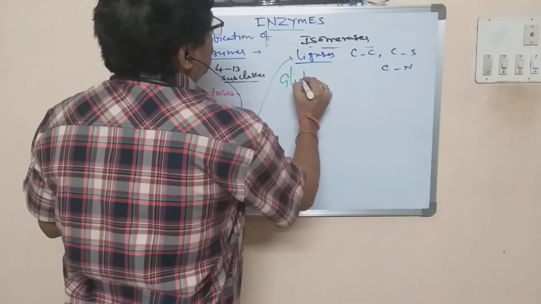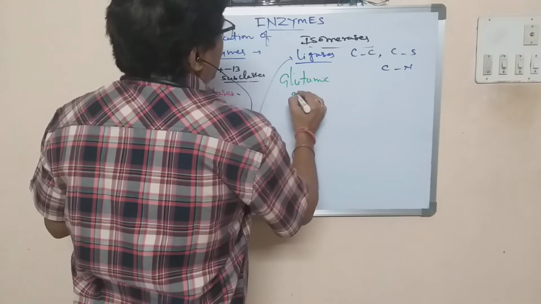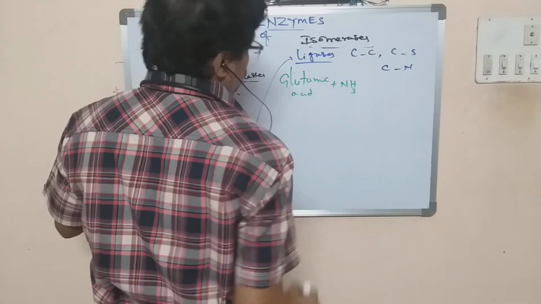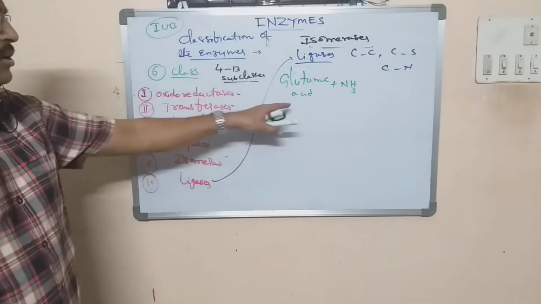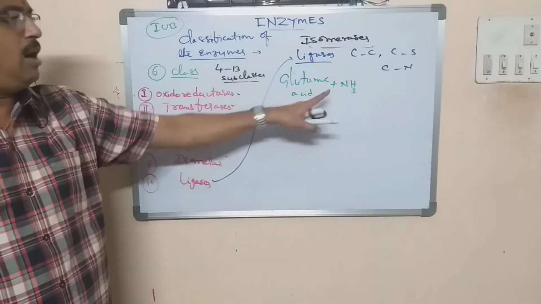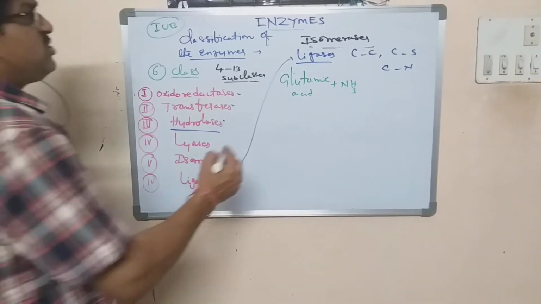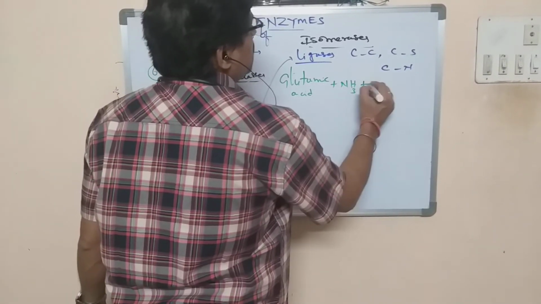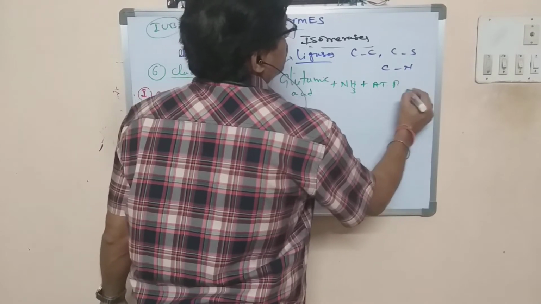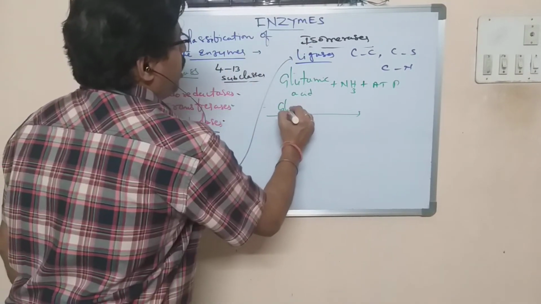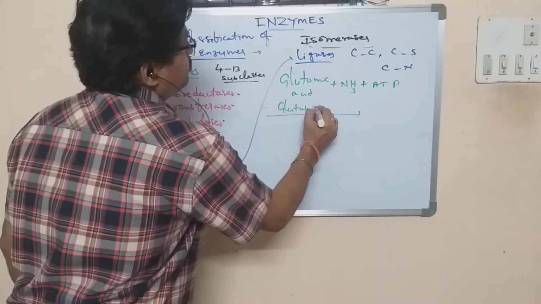Glutamic acid is there, plus the ammonia group. An amino group is added to glutamic acid. If the amino group is added, what is required here? ATP is compulsory in this case, in the presence of the enzyme called glutamine synthetase.